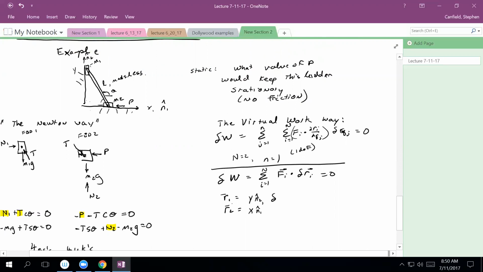So they're vectors. The variation of r sub 1 would be just the variation in y, in the n2 direction. And my variation of r sub 2 would be just the variation in x, in the n1 direction.